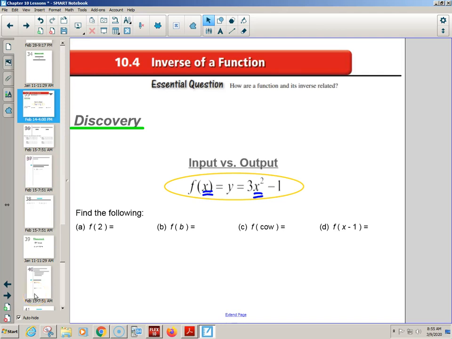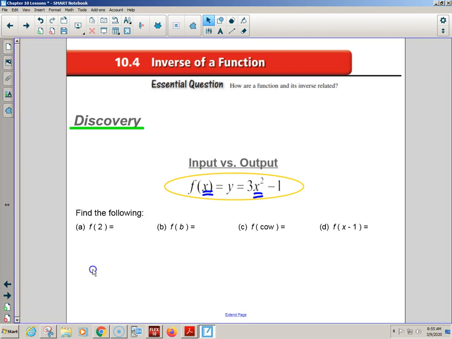Not f times, but it's f of. So what you were supposed to do for f of 2 was a good old substitution.